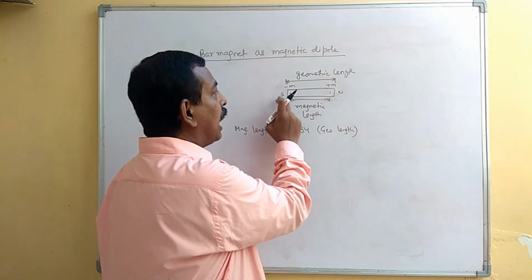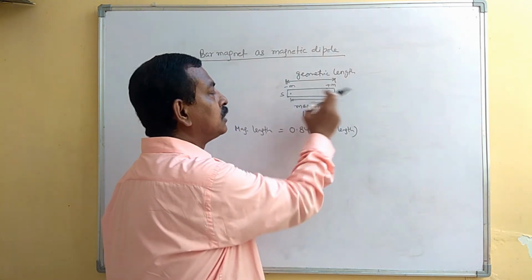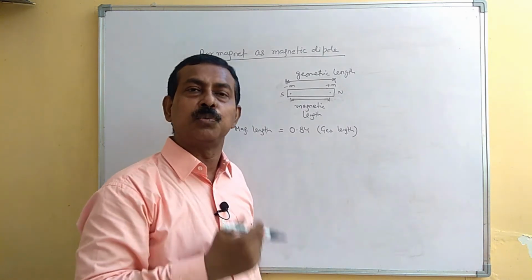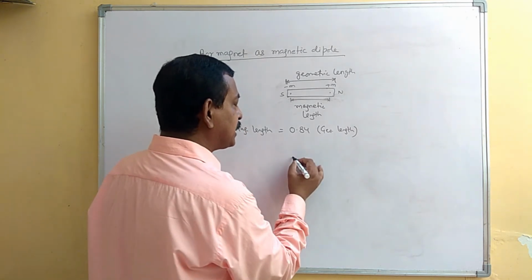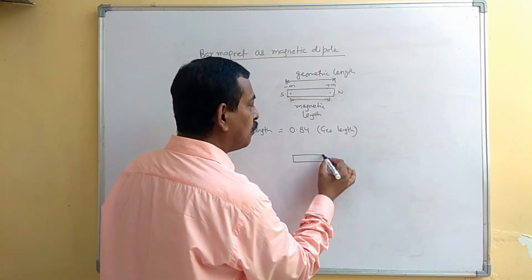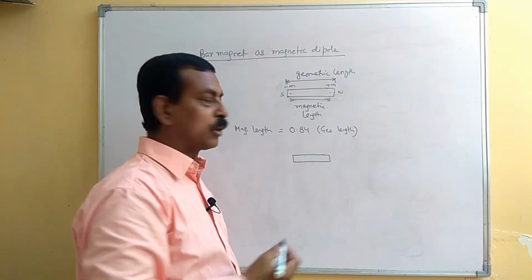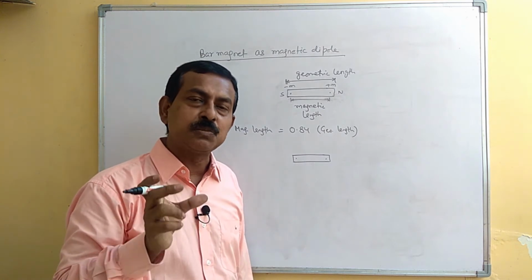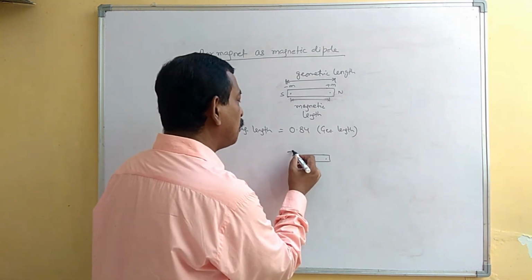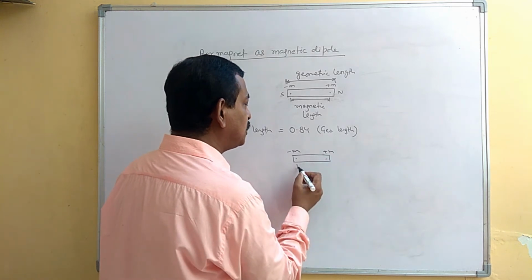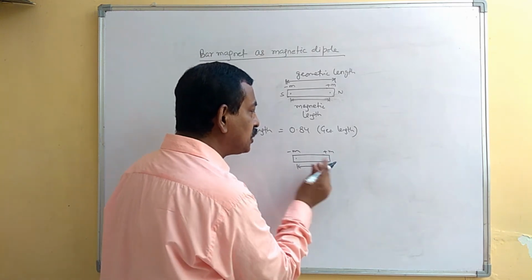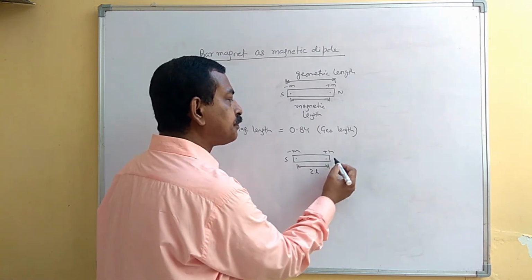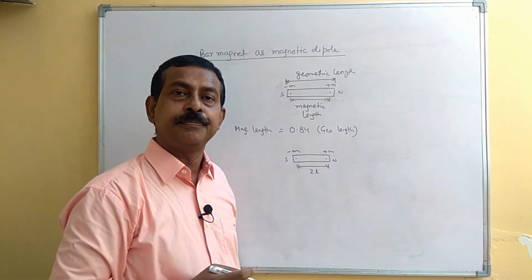Here we have the negative and positive magnetic poles, the south pole and north pole. In this case, we can treat it like a magnetic dipole, because here also you have two equal and opposite poles separated by a small distance. So this is minus m and plus m, and the distance between the poles we take as 2L, just similar to an electric dipole.